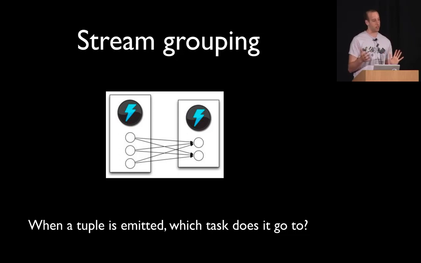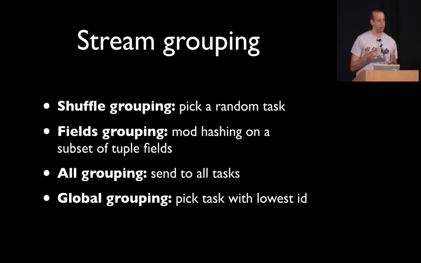Well, this brings up the question of when a task emits a tuple, to which task does it send that tuple? So here we have a diagram of a bolt with 3 tasks on the left, sending messages to a bolt with 2 tasks on the right. When a task on the left emits a message, to which of the 2 tasks does it choose to send the message? You answer this question in Storm by providing what's called a stream grouping. This just tells Storm how to partition the messages to the consumers.